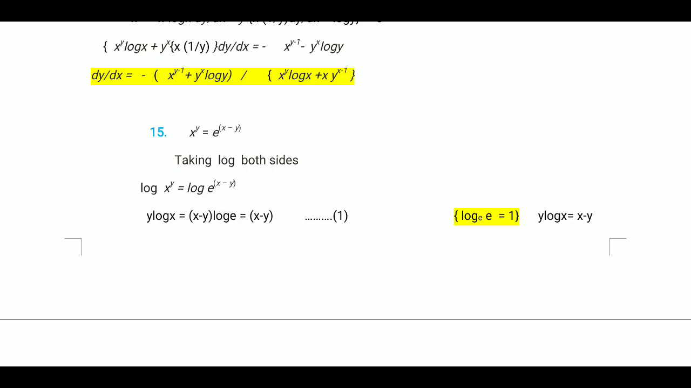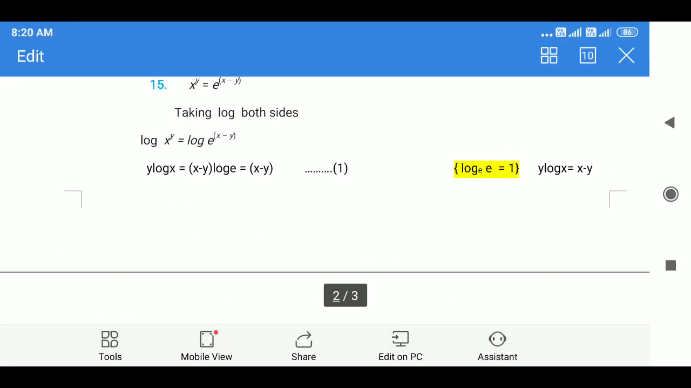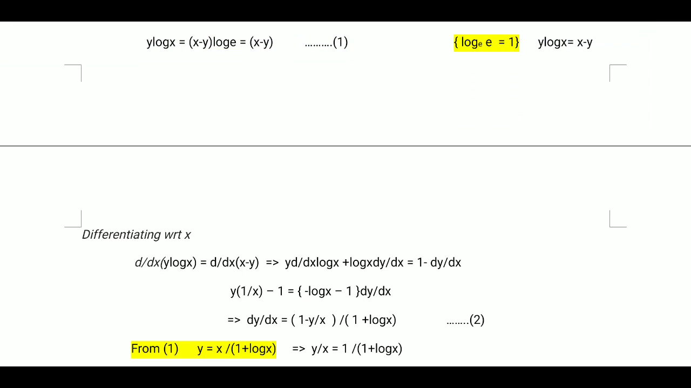Log base e has the differentiation of log x equal to 1 upon x, and log e base e is equal to 1. So e power x minus y, its log becomes x minus y. So it becomes y log x is equal to x minus y. Differentiating both sides, we get d upon dx of y log x equal to d upon dx of x minus y also.